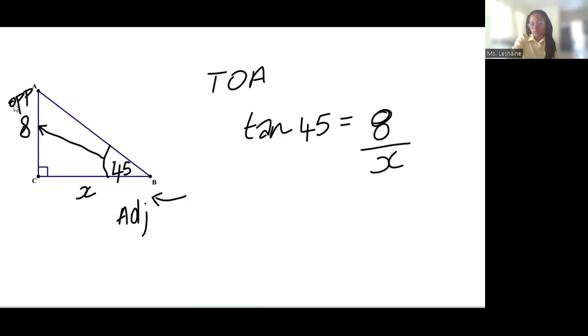And at this time, we only have to go ahead and solve for X. Now we know that tan of 45 is equal to 1. So essentially, I have 1 is equal to 8 over X. If I go ahead and I multiply both sides by X, I will get X is equal to 8.